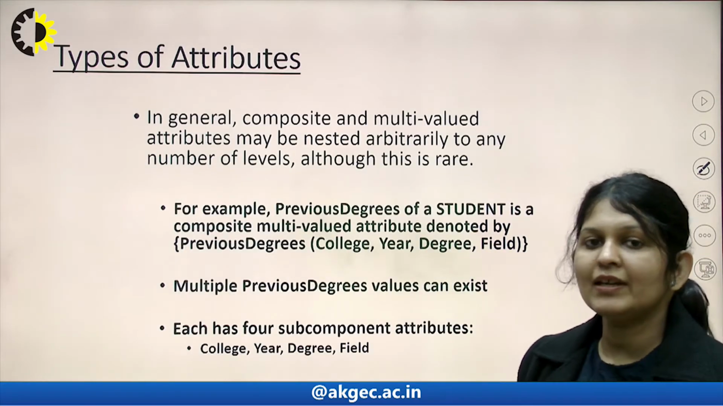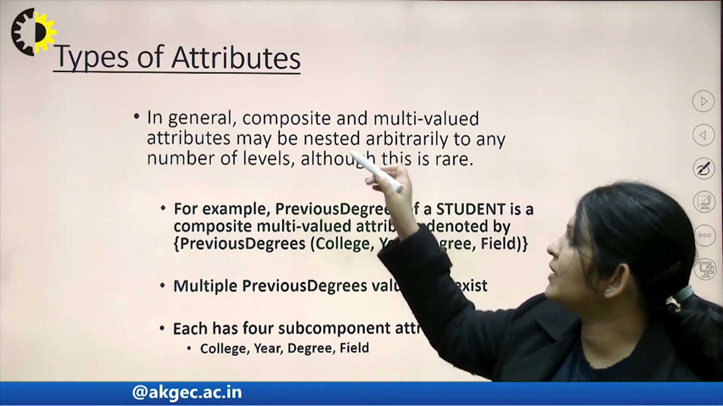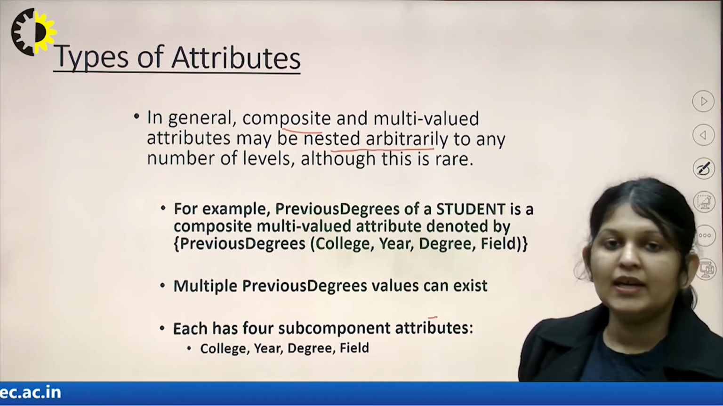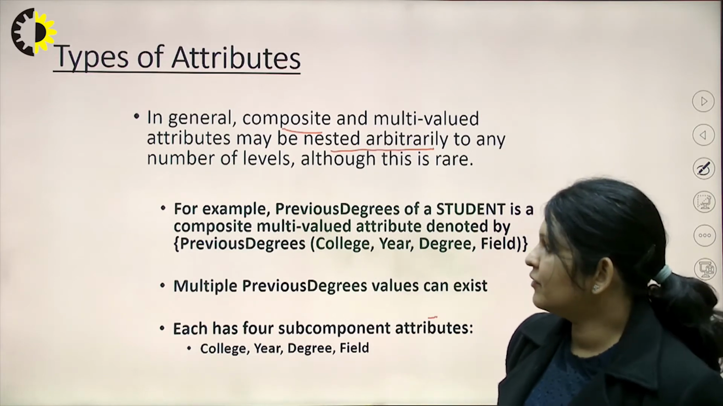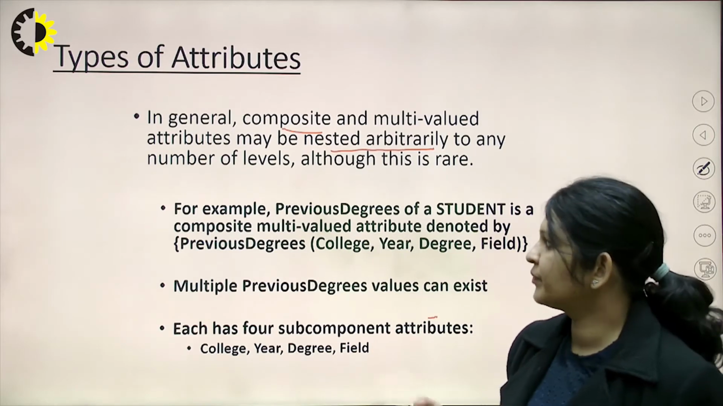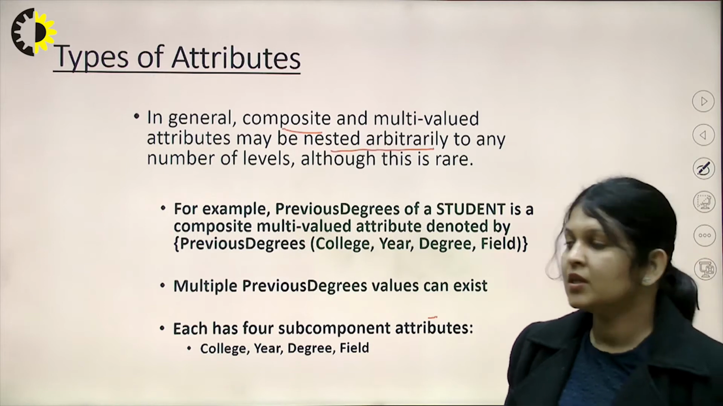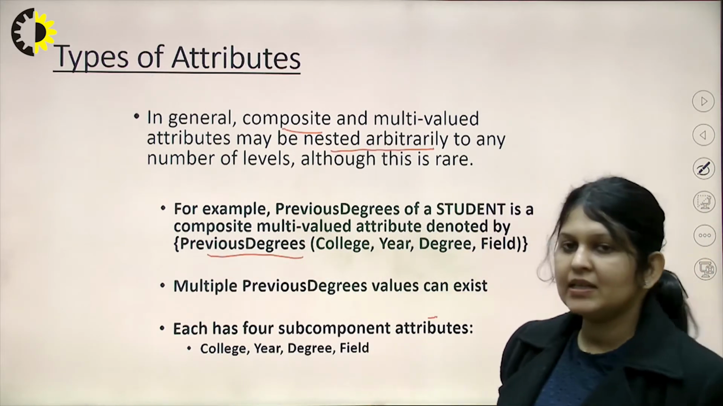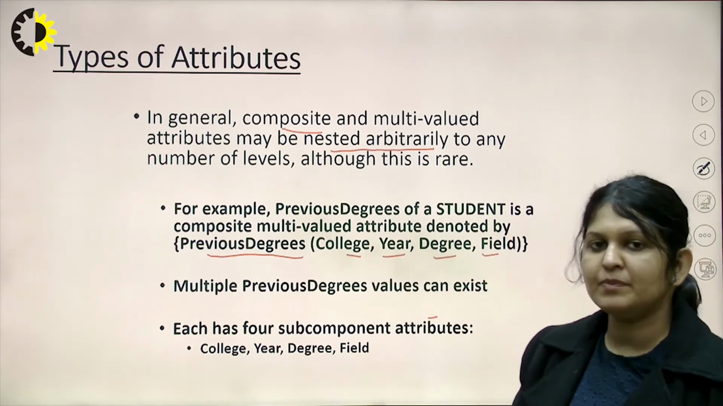Then going further, we can have a combination of both composite as well as multi-valued attributes. They can be nested arbitrarily to any number of levels, although this is very rare; we basically try to have attributes which are atomic attributes. For example, the previous degree of a student is a composite multi-valued attribute, which is denoted by previous degree, then the college, year, degree and the field in which the person has passed.